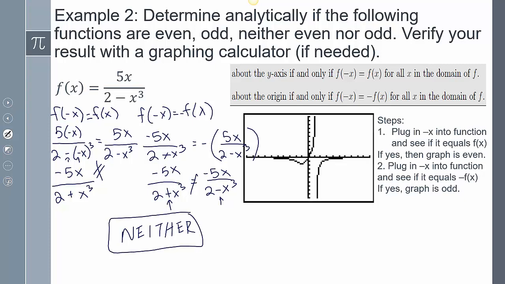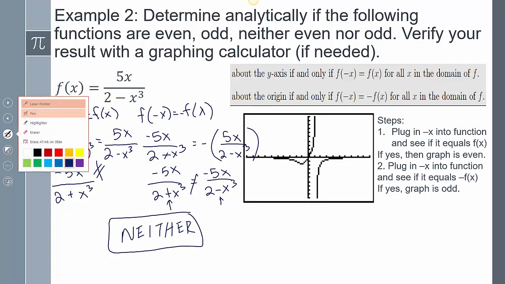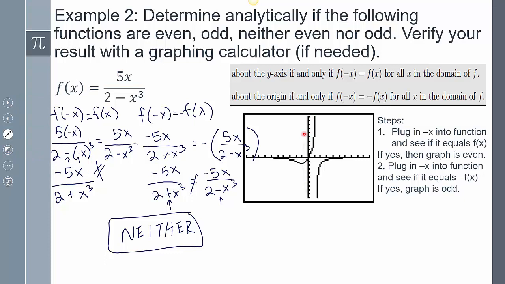Now let's take a look at this graphically. Now if you notice here, it's definitely not symmetric over the y, because if that folds over, it's not the same. And it's also not odd because if this flips over the x-axis and flips over again, they're not going to be the same either. So it's definitely not about the origin.